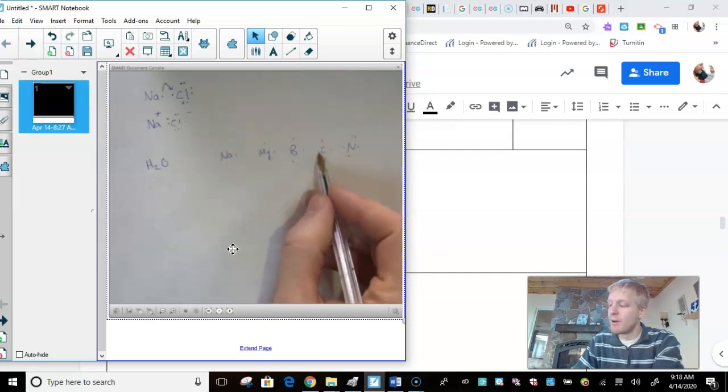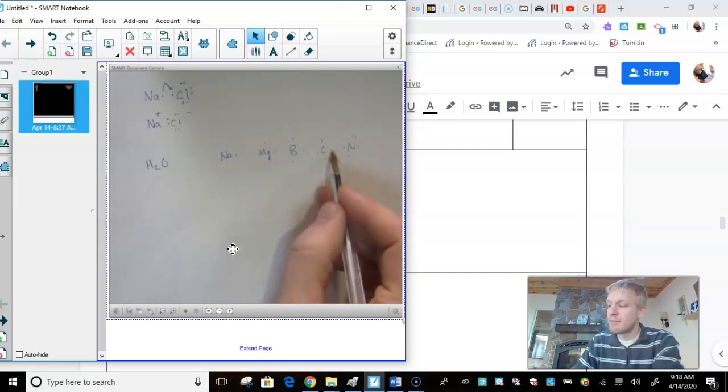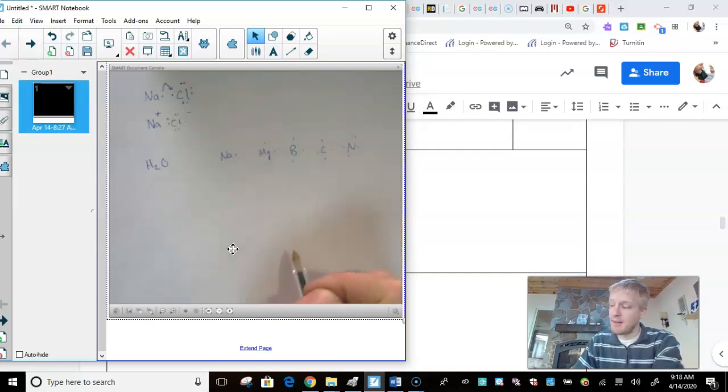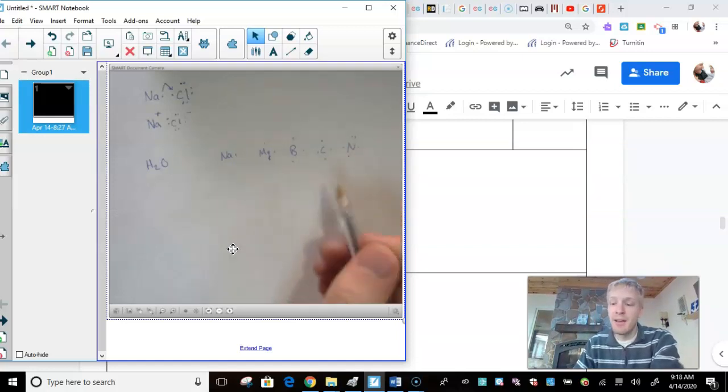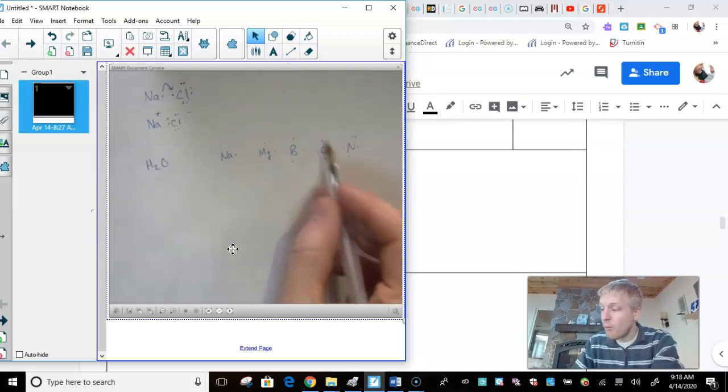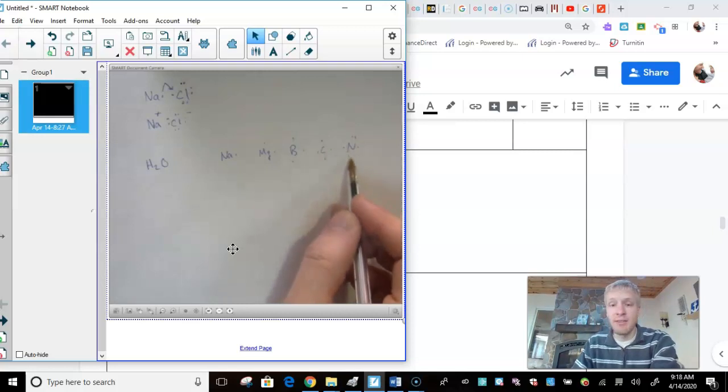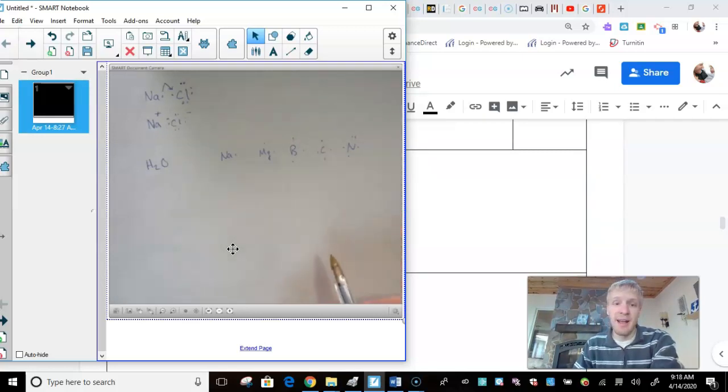Anytime you have a single dot or electron by itself, that is a bonding site. If you have two electrons next to each other, that's called a lone pair. It's a non-bonding pair, not involved in bonding. So in this case, carbon would have 4 bonding sites versus nitrogen having 3. Carbon is going to be the center atom.